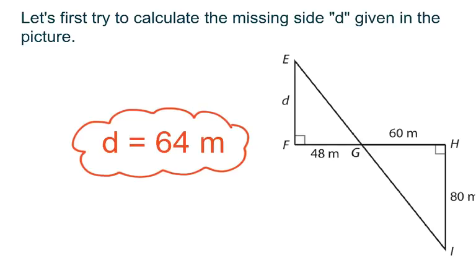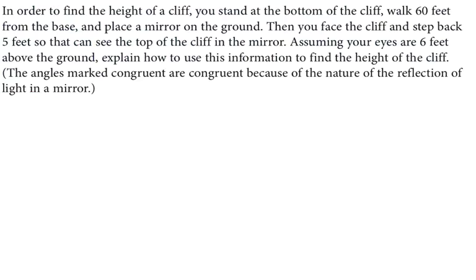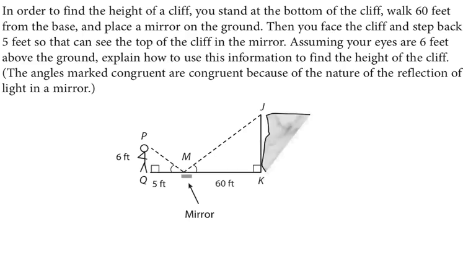Let's try a couple more examples, and then you should be able to tackle this one on your own. In order to find the height of a cliff, you stand at the bottom of the cliff, you walk 60 feet from its base, and you place a mirror on the ground. Then you face the cliff and step back 5 feet so you can see the top of the cliff in the mirror. Assuming that your eyes are 6 feet above the ground, let's talk about how we can use this information to find the height of the cliff.